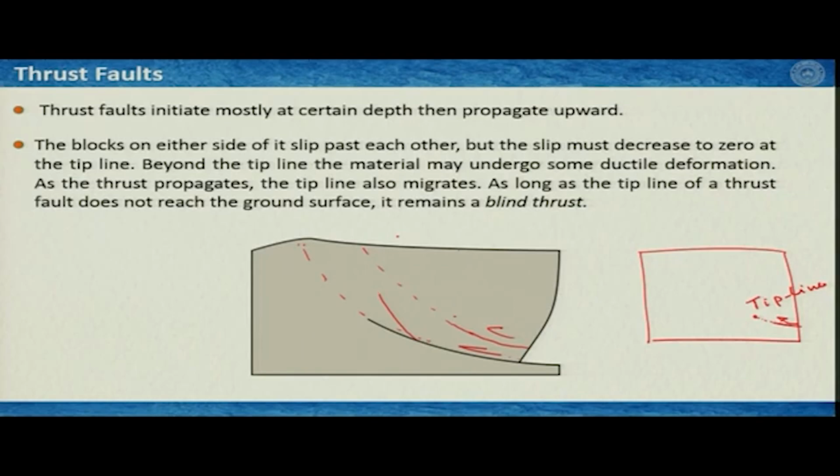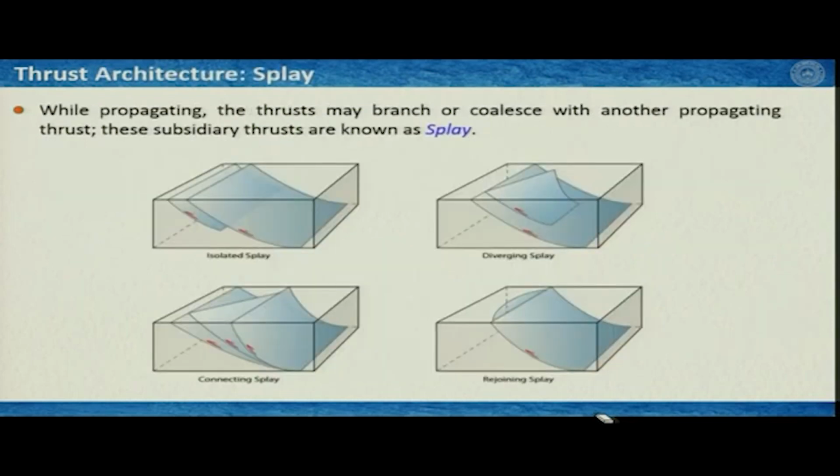So we always have a master thrust, and then out of this master thrust we have the subsidiary thrusts which can emerge from this master thrust, or some other subsidiary thrusts that can come and join this master thrust, and these all are known as splay faults or simply splay. So while propagating, the thrusts may branch or coalesce with another propagating thrust, and these subsidiary thrusts are known as splay. So here are 4 possibilities I have given here, and these are somehow important.